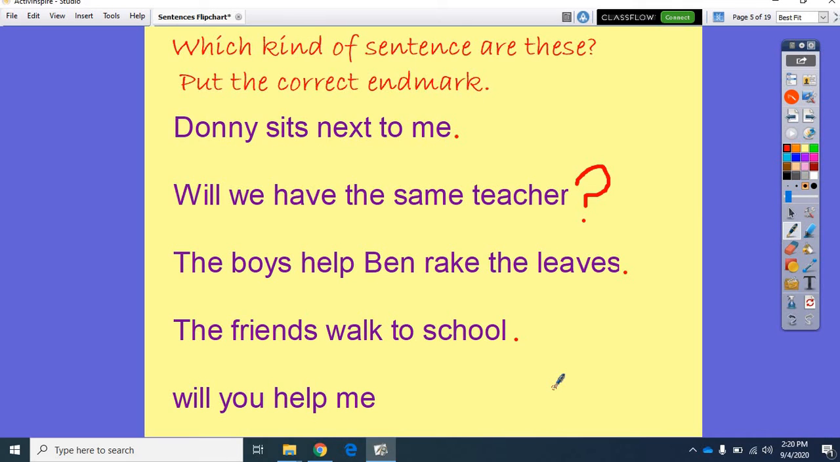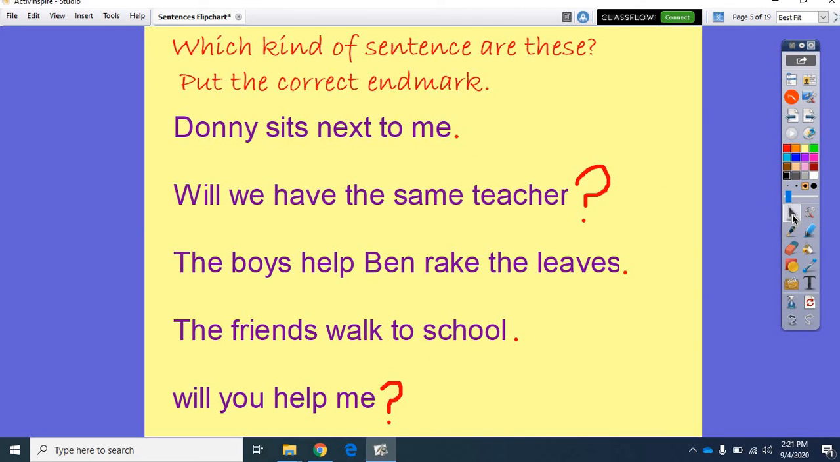And then the last one, will you help me? What would we need to go there? That almost seems like it needs an answer, huh? Will you help me? They want you to answer yes or no. If it's asking you something, then it's got to be a question. Questions ask something, and questions need question marks. If it's a statement, they just need periods.